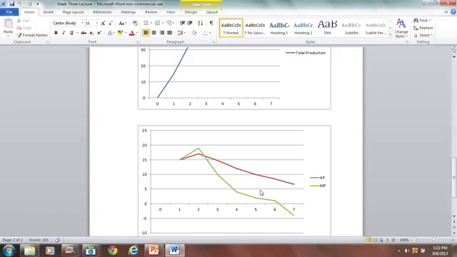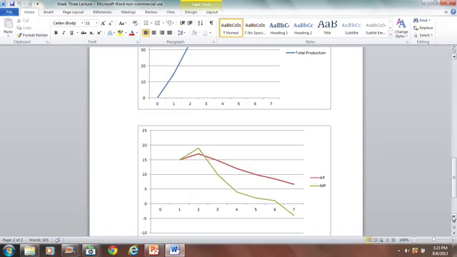And that is graphically consistent with the marginal average principles that we just introduced. So when the marginal is greater than the average, the average is going up. When the marginal is less than the average, the average is coming down. Right? So it's reflecting how an individual worker affects the overall production process.